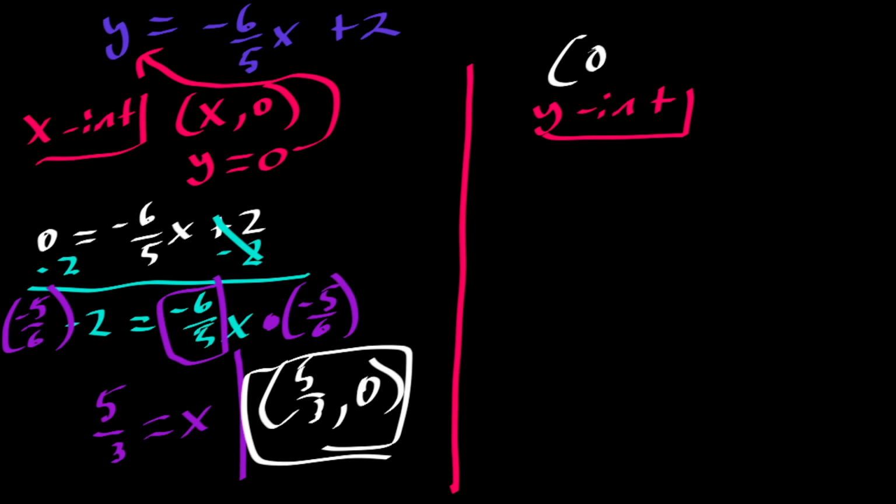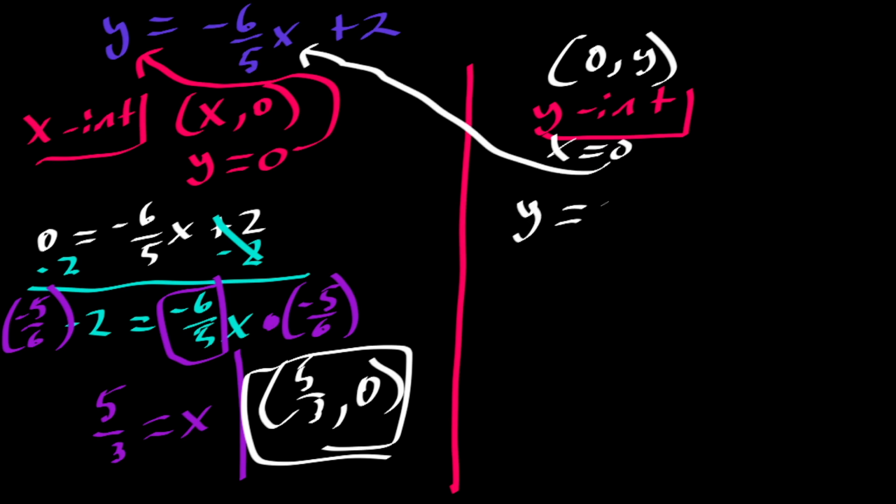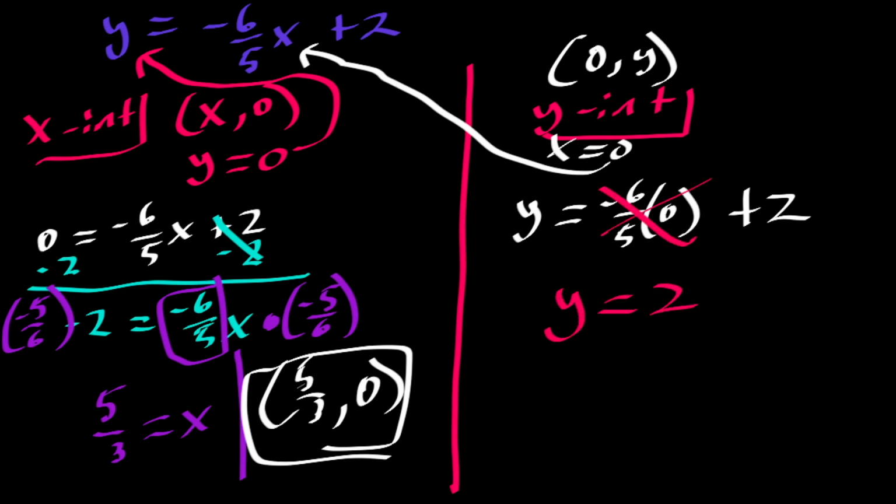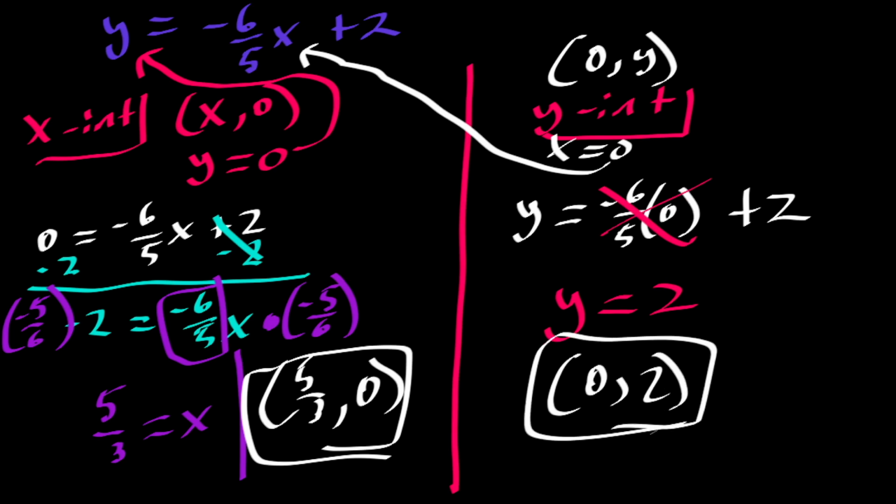So the ordered pair would be 0, y. So that means I can say x equals 0 and replace that x value in my equation. So y equals negative 6 over 5x, but I'm going to replace x with 0. And I'm going to multiply that, plus 2. Good thing about this one is that's going to cancel, so y equals 2. But once again, that's not fully my answer. I have to put my answer as an ordered pair, so it would be 0, 2. And that would actually be my answer.